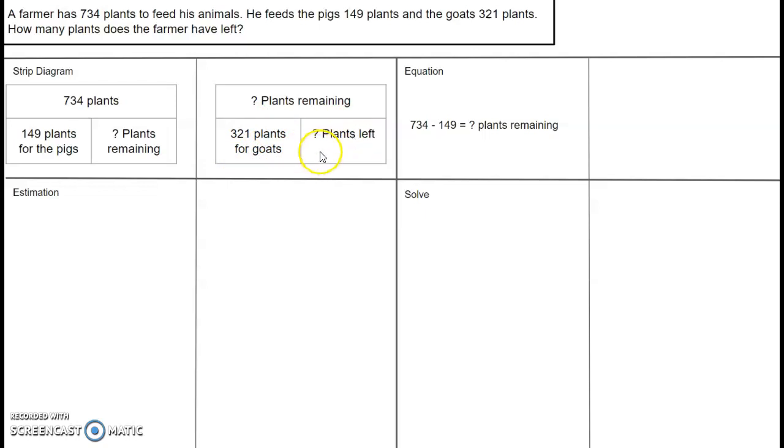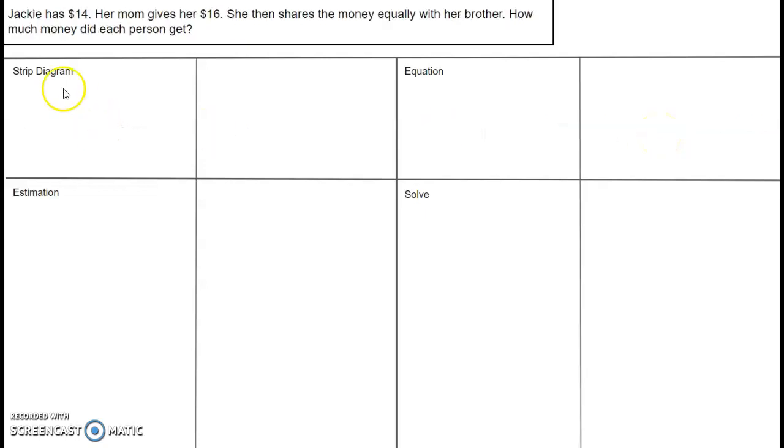So again, I can write an equation for this. So I'm going to say plants remaining minus 321 plants equals the number of plants that are left. And remember, after we've figured out the first step, we'll actually be able to figure out what this plants remaining actually is. Let's look at the next question.